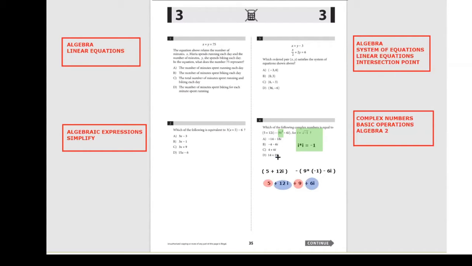So which answer is it? D. Answer D is correct. Sorry, I'm just coloring each one so you can see it. That's the correct total of 5 plus 9, the real part, and the imaginary part for that complex number. All right, good job. That was question 4.